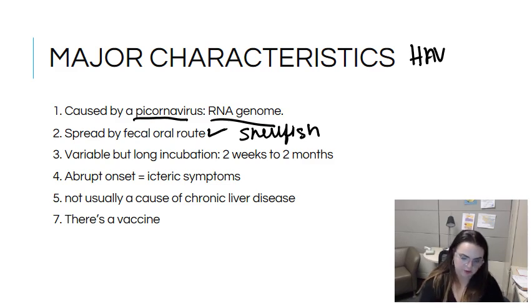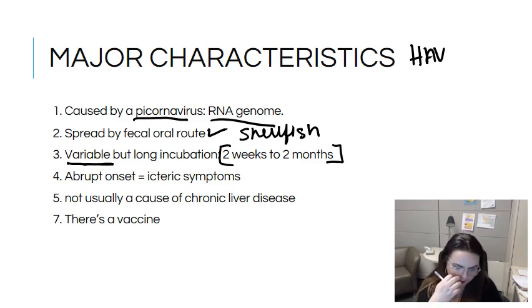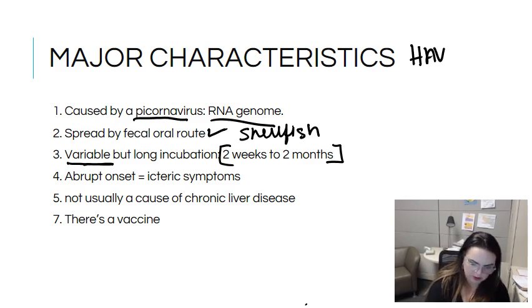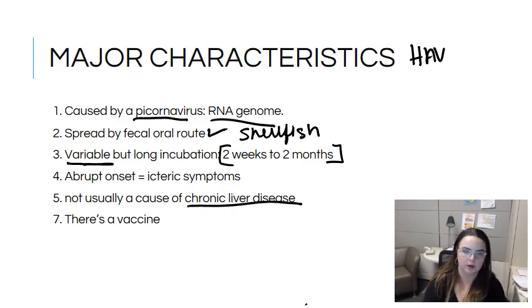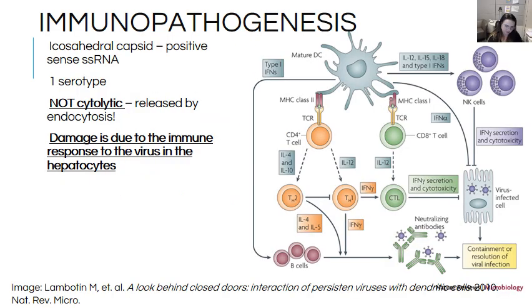The incubation period for this one is pretty variable, but it can be long, anywhere from 2 weeks to 2 months post-exposure. It has a really abrupt onset of icteric symptoms, so that prodromal phase is very short and all of a sudden we're at icterus, but it doesn't lead to a chronic liver disease. This one is more acute. And the good news is there's no need for anyone to get this because there is an effective vaccine.